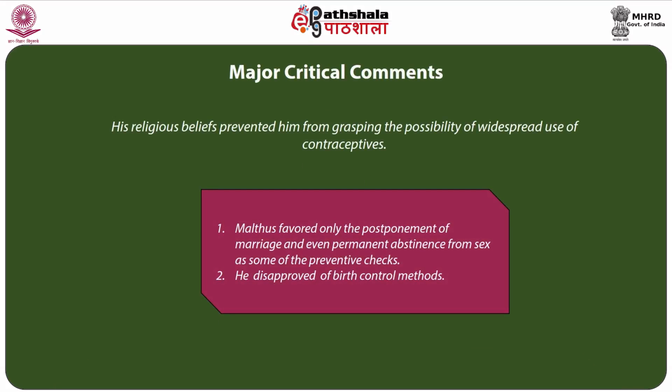Number 1. Malthus favored only the postponement of marriage and even permanent abstinence from sex as some of the preventive checks. Number 2, he disapproved of birth control methods. So, Malthus expected that postponement of marriage and permanent abstinence from sex were to be the only preventive checks, and he was not in favor of the adoption of birth control methods.